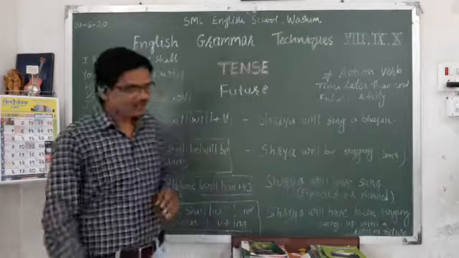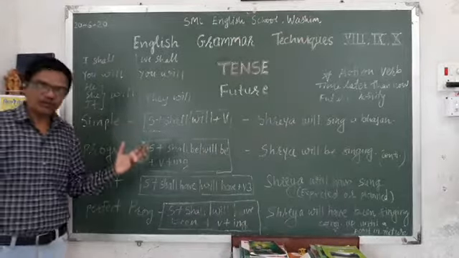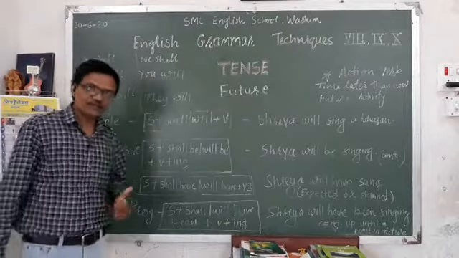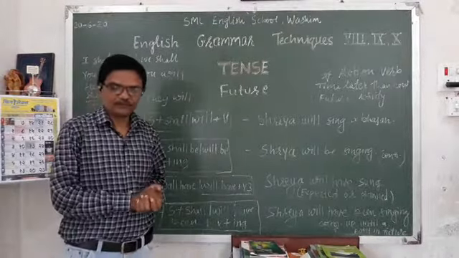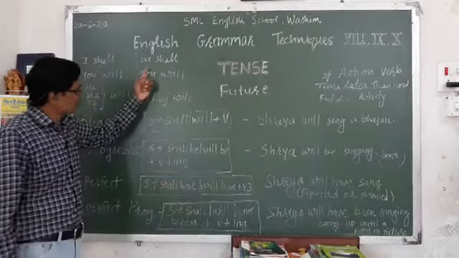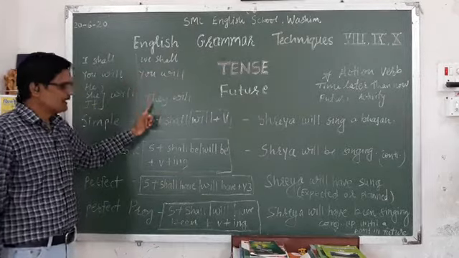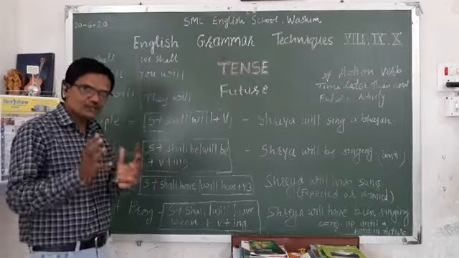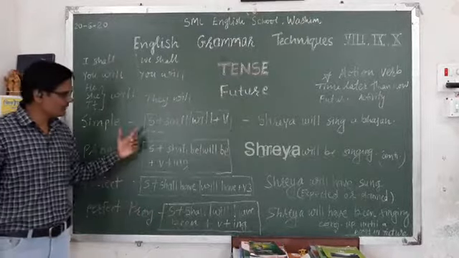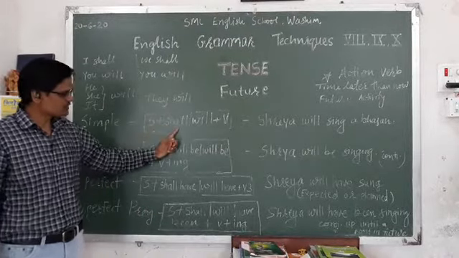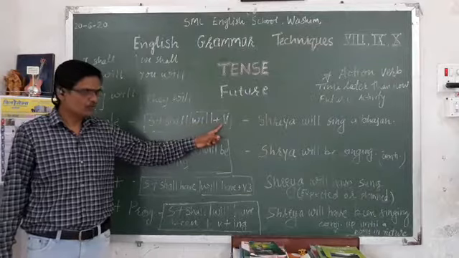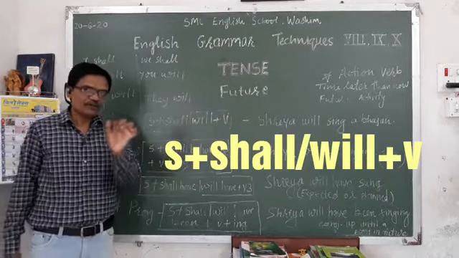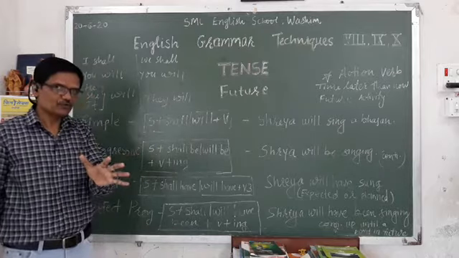And on the other hand, the subjects belonging to plural number are written here in the form of pronouns. So they are we shall, you will and they will. So this is the idea about using shall and will. Formula of simple future is subject plus shall will plus verb. Verb, that is the base form of the verb, that will give you the simple future tense, simple future action.